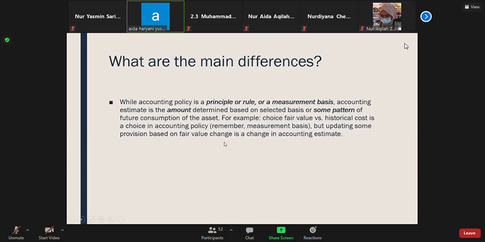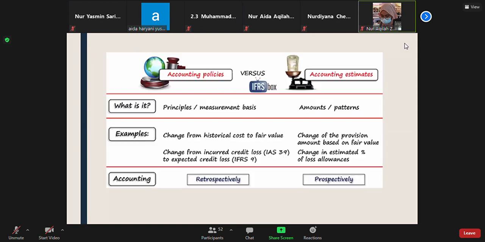So let's say you want to change the depreciation rate. Before this, it is 20%. Now you want to change it to 10%. Then that is a change in accounting estimate. Can you differentiate it now, class? Can you differentiate between the two? Yes, madam. Okay, good.